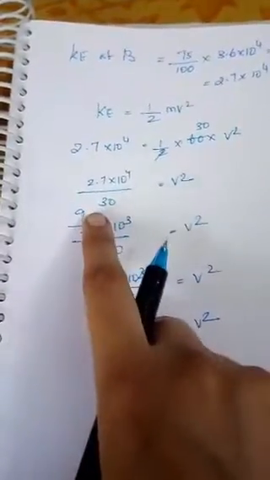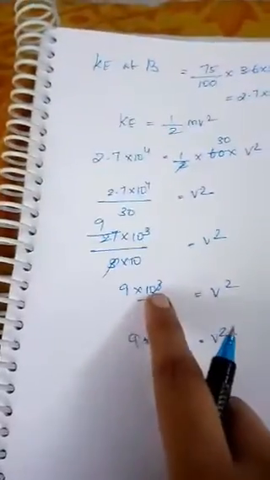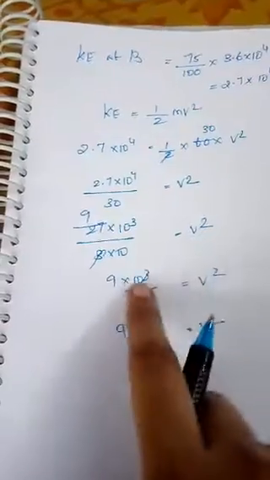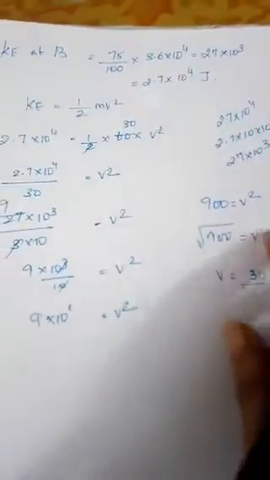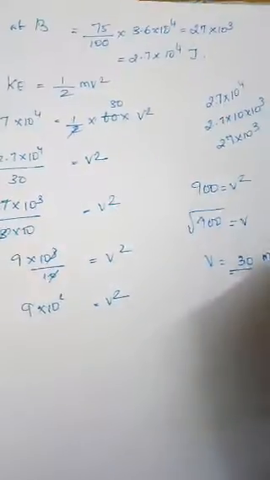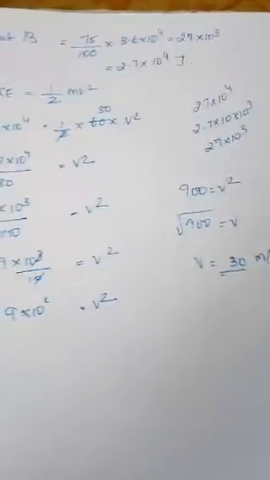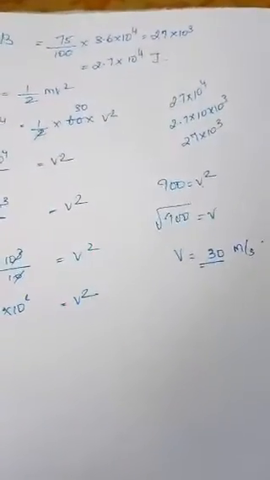Now cancel this, you will get 9. Below you will have 10 power 3 divided by 10. If you cancel this, you will get 10 power 2. 10 power 2 is nothing but 100, so 9 into 100 is 900. So 900 is equal to v square. Square root of that, v is 30. Therefore the velocity over here is 30 meter per second. By which we have completed this.